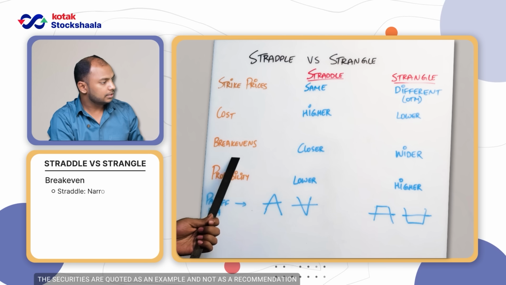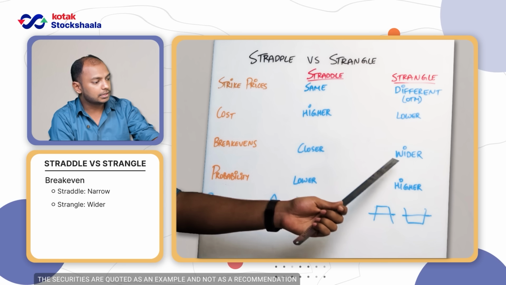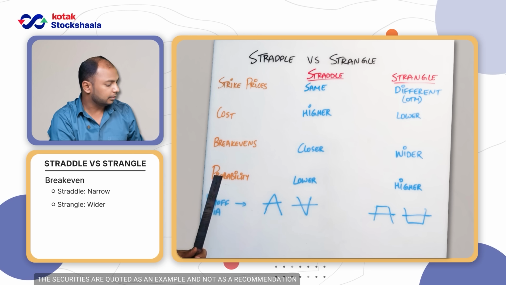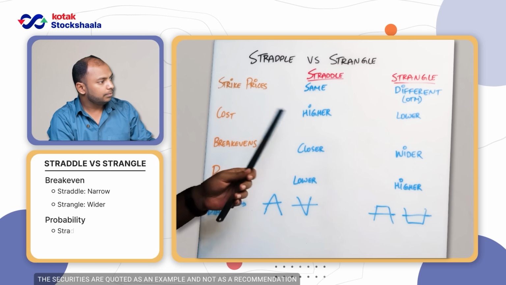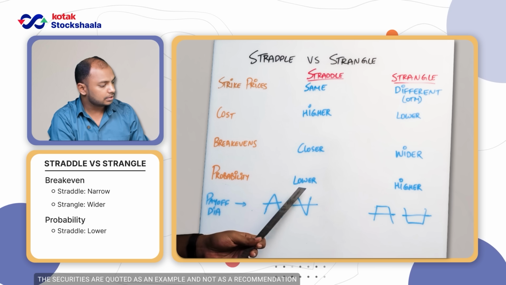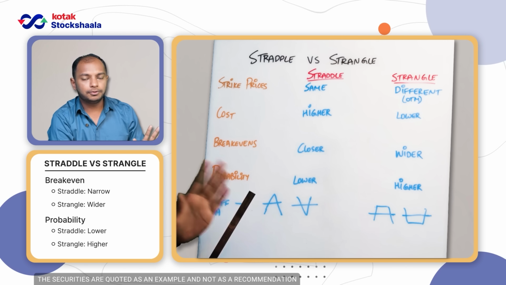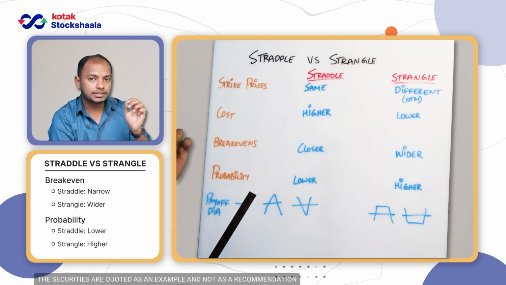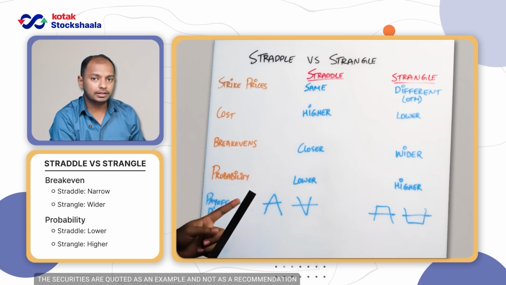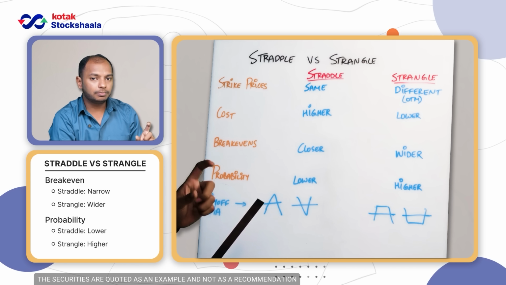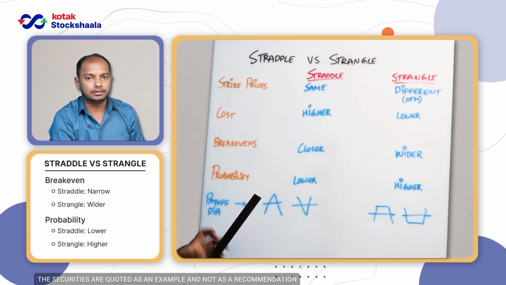The break-even points in a straddle are much closer, whereas in a strangle, they are much wider, giving us more room and bandwidth. And finally, when it comes to probability, the probability of making profit in a straddle is much lower, whereas for a strangle, it is much higher. Now, don't get confused between the probability of selling versus the probability of buying and the probability we are talking about here. Here, we are talking about the probability for the specific strategy and not for buying or selling.